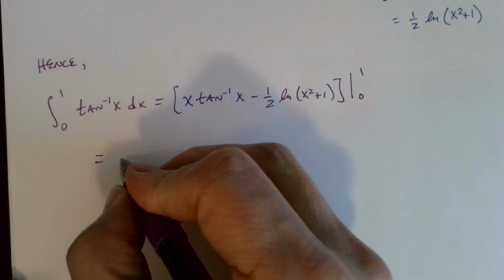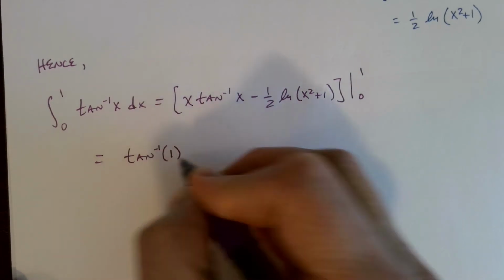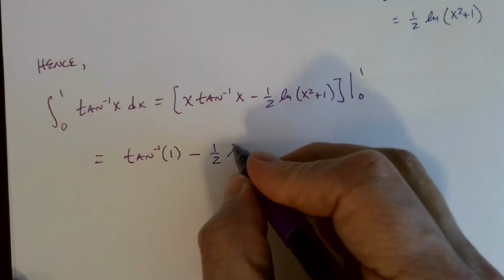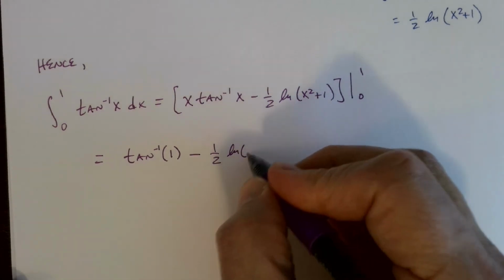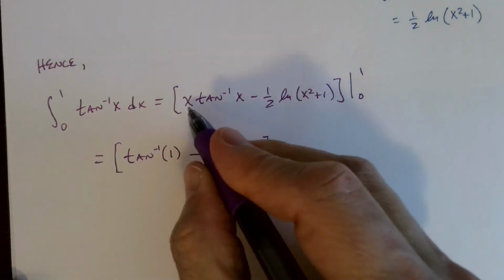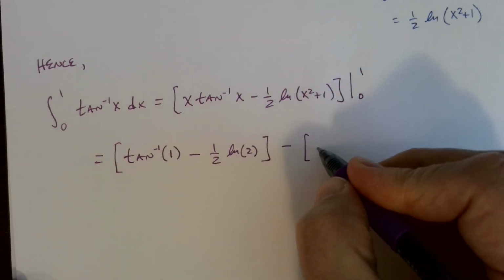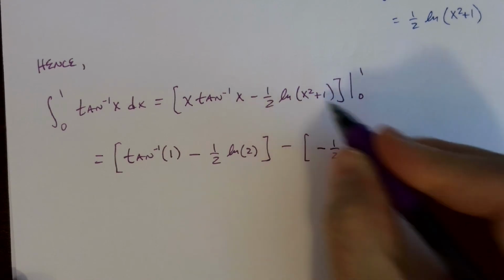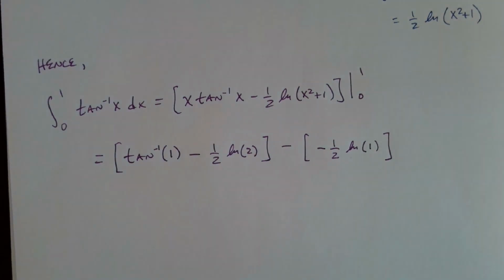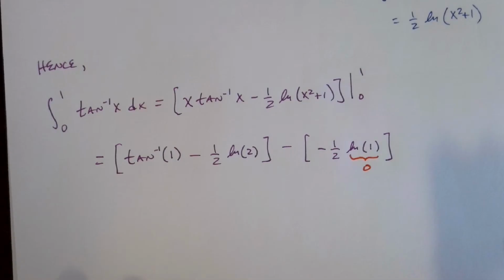Replacing x with 1, I get 1 times tangent inverse 1, so that's tangent inverse of 1, minus 1/2 natural log of what? 1 squared plus 1? 1 plus 1? Natural log of 2. Okay, so there's the evaluation at 1. And now at 0, of course, 0 times anything is 0. But don't forget here, I'm going to have what? Minus 1/2 natural log of 0 plus 1, which is 1. But what do we know about the natural log of 1? That is 0. So this whole part is 0.